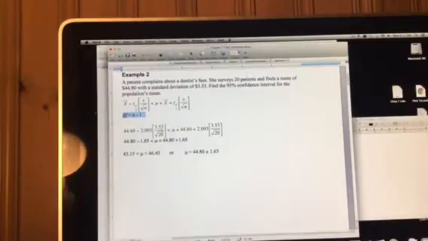Grab my calculator. 2.093 times 3.53 divided by the square root of 20 is equal to 1.65207. We want to go to 2 decimal places to match what we had in our mean and standard deviation. So we round that to 1.65. And then once again, we can either do the arithmetic or we can make it mu equals 44.80 plus or minus 1.65.